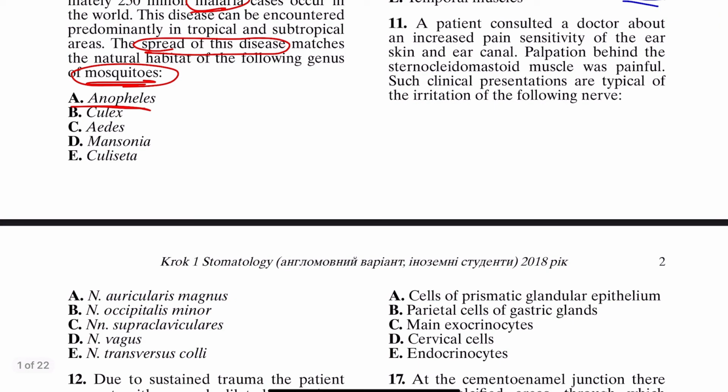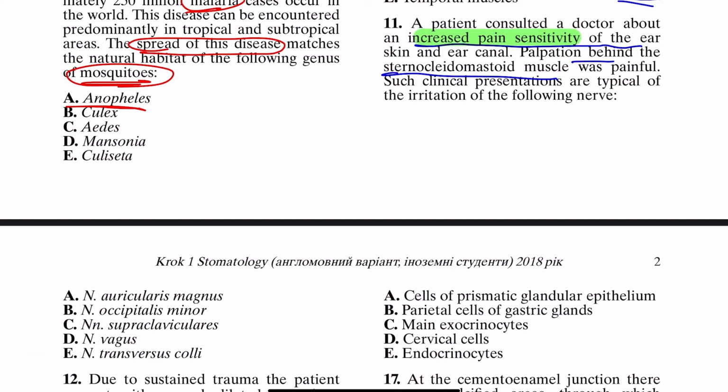Here we see the person has increased pain sensitivity of the ear skin and ear canal, and palpation behind the sternocleidomastoid muscle was painful. So he has increased pain sensitivity. He has pain around his ear. Okay, it's due to irritation of which nerve?